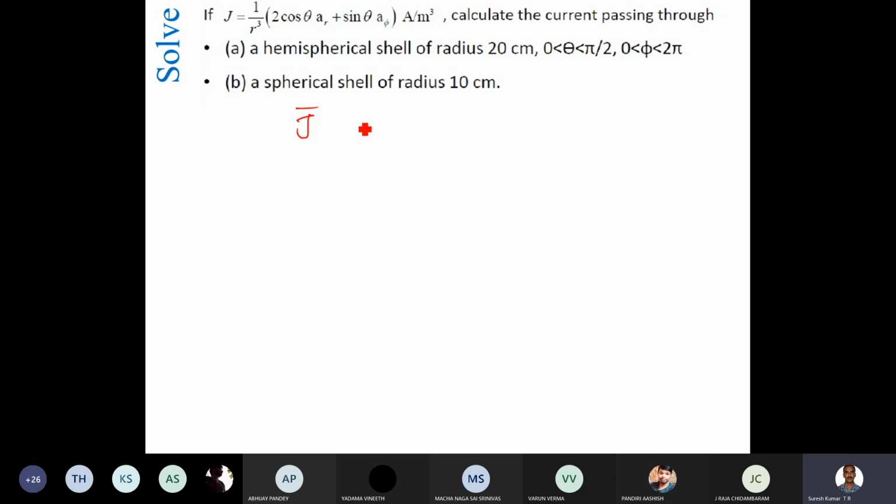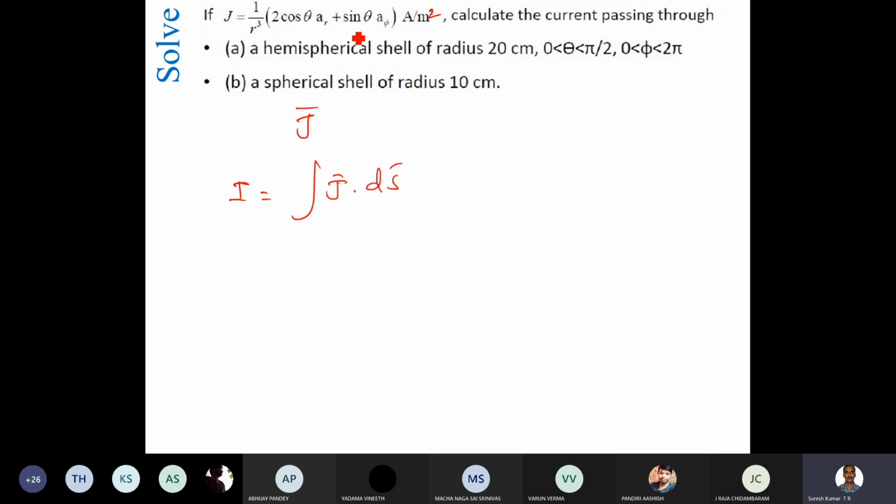So Z vector is given. The unit here is not ampere per square meter, it should be ampere per meter square. There's a mistake. So Z vector is given. You need to calculate the current passing through the surface. So I is Z vector dot ds vector.